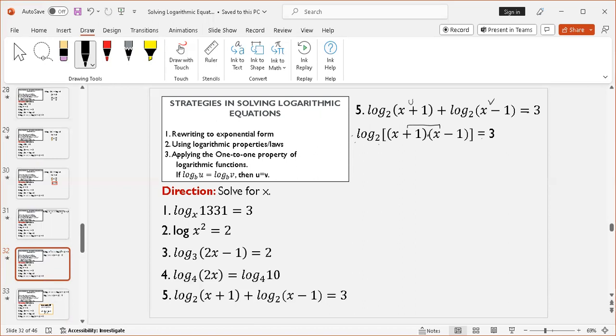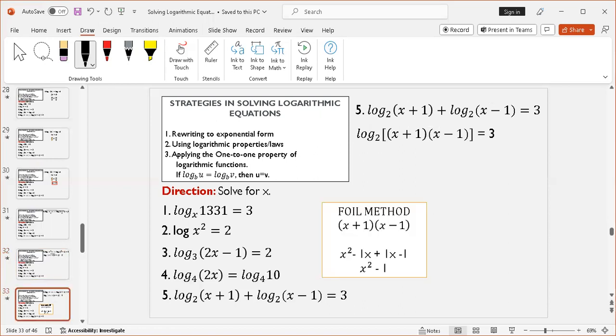Gagamitan natin ng FOIL method. So, we have here first terms, x squared. Next, outer terms, x times negative 1x, or simply negative x. Inner terms, 1 times x is 1x. Last terms, 1 times negative 1 is negative 1. So, combining like terms, makakancel out na tong dalawa kasi negative 1 plus 1 is 0. So, we have x squared minus 1 as the answer.